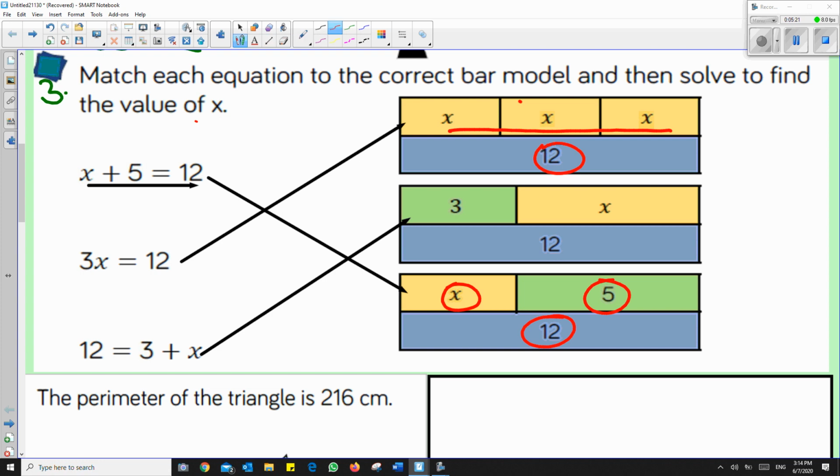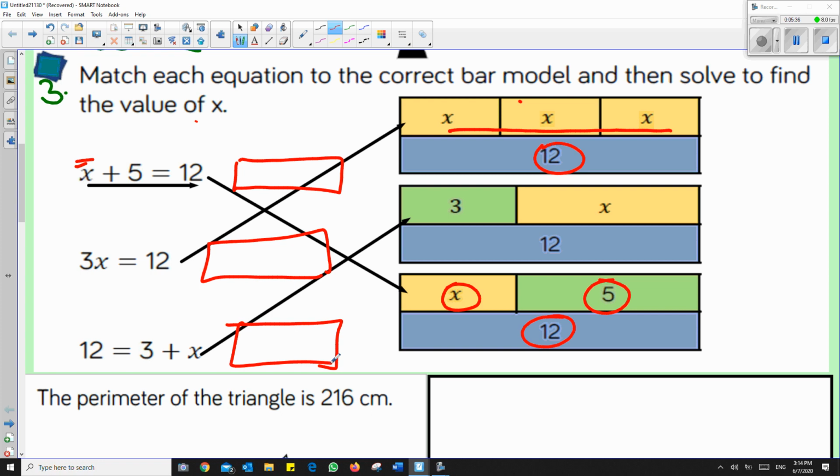You draw because you don't have the real worksheet. You're going to write the equation, then draw the bar against it. Write the equation, then draw the bar. Then the second step is to solve. Solve the equations to find the value of x.